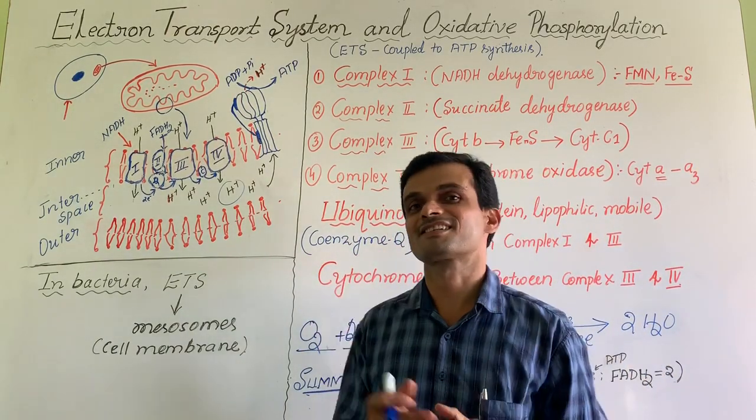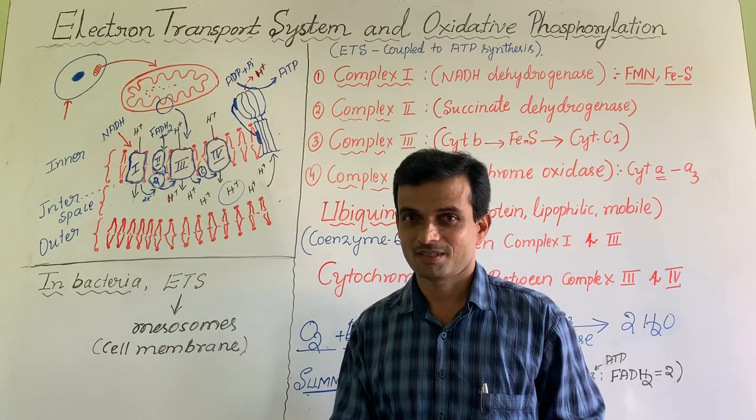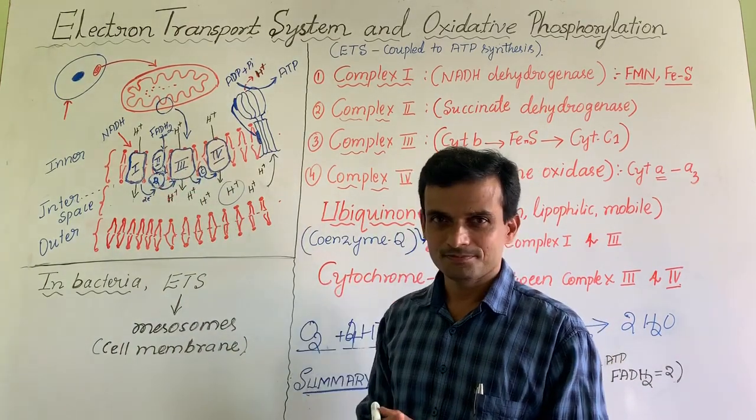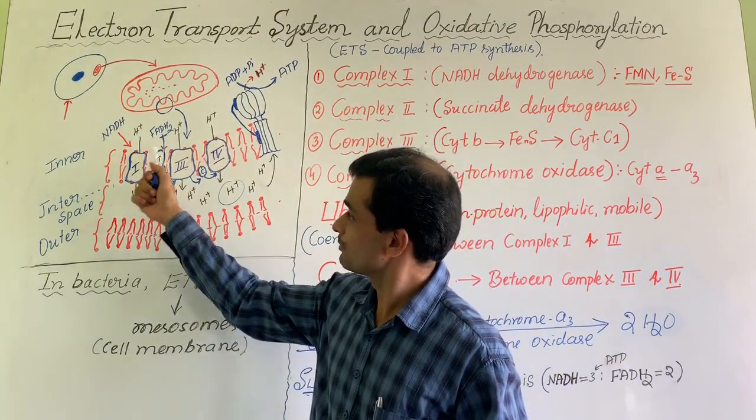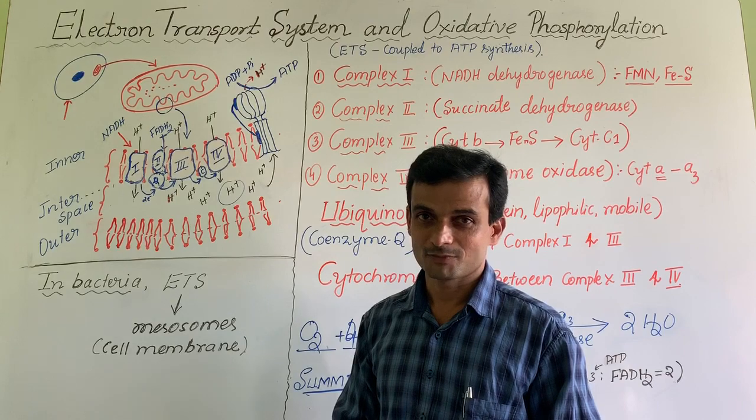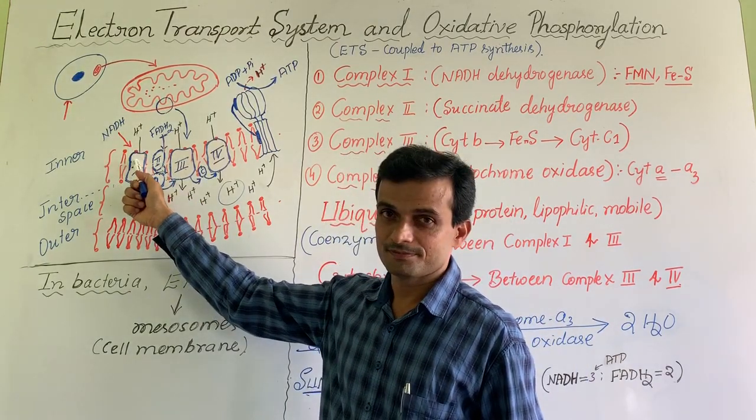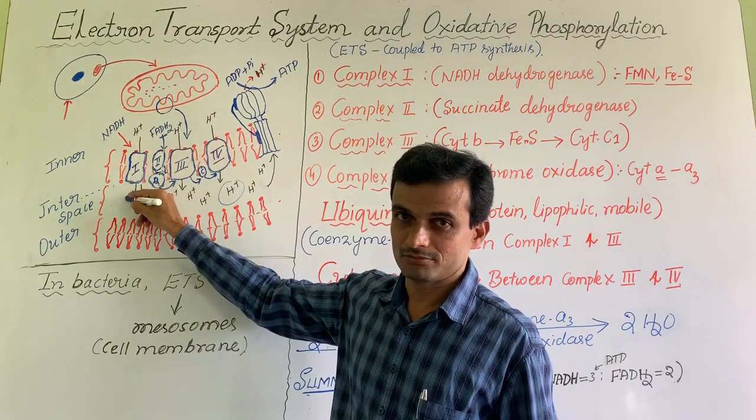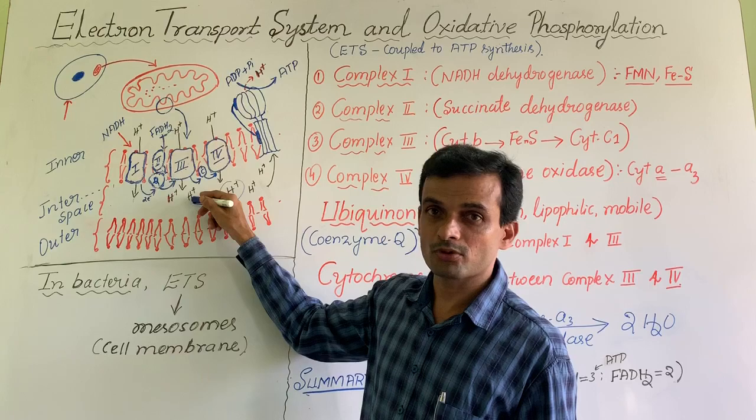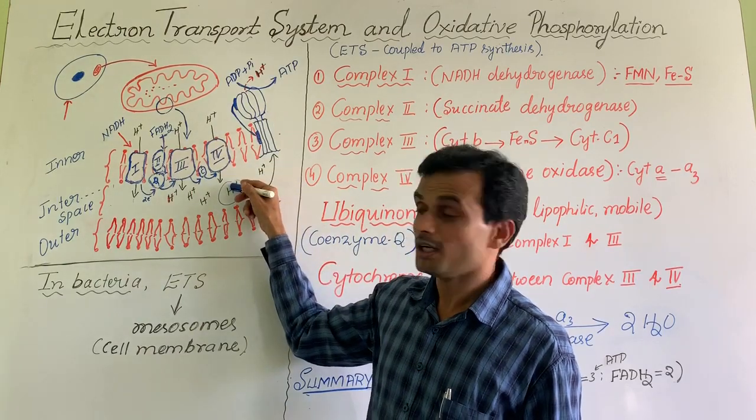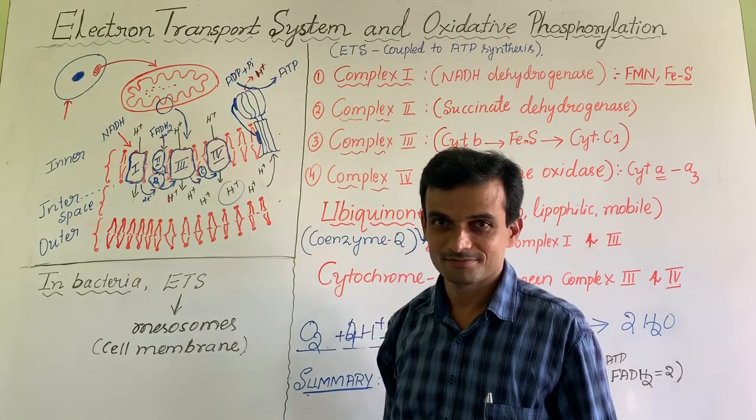Now, how is this linked to ATP synthesis? Electron transport system doesn't give you ATP directly. No ATP from this or this or this. What happens is, when NADH donates electrons to this complex, it will pump protons. The electrons go to the third complex. The third complex will also pump protons. The fourth complex will also pump protons. That proton gradient is enough for the synthesis of 3 ATP.